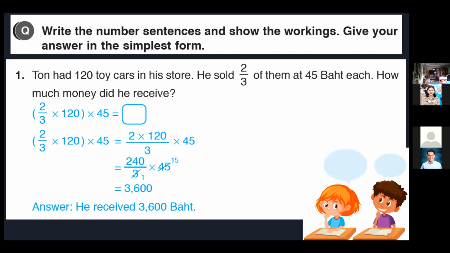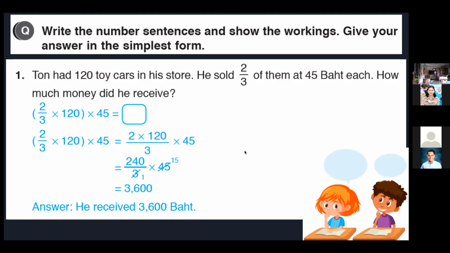So here, you use cancellation. You cancel 45 and 3 by 15. So instead of 240 times 45, you will just have 240 times 15. And then you divide by 1 only, not 3 anymore. Okay, so that is what cancellation can do. It makes the number smaller. So the final answer is he received 3,600 baht. Okay, if you get 3,600, very good. If not, it's okay. So you better look at how we get the answer.